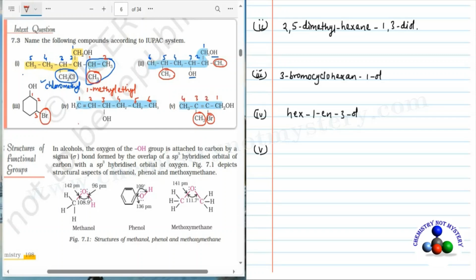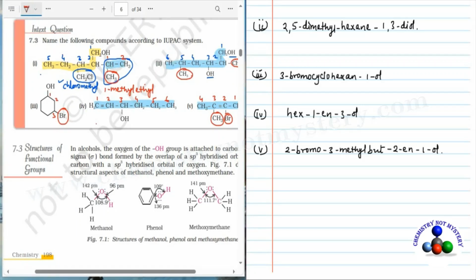Now name this molecule. As we are going to cite the substituents in alphabetic order, first you have to write bromo. So here we will write 2-bromo, 3-methyl, but-2-ene, 1-ol. In the next video of alcohol, we are going to discuss structures of functional groups.